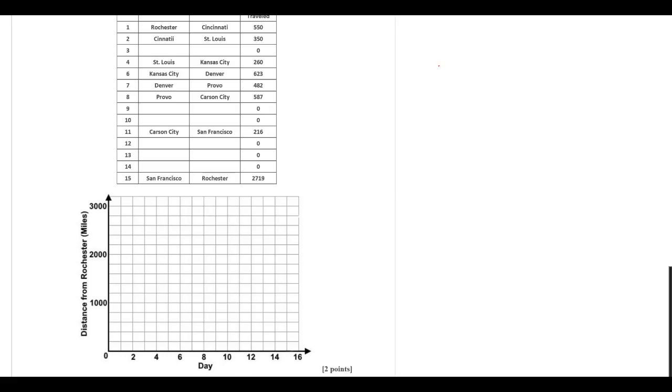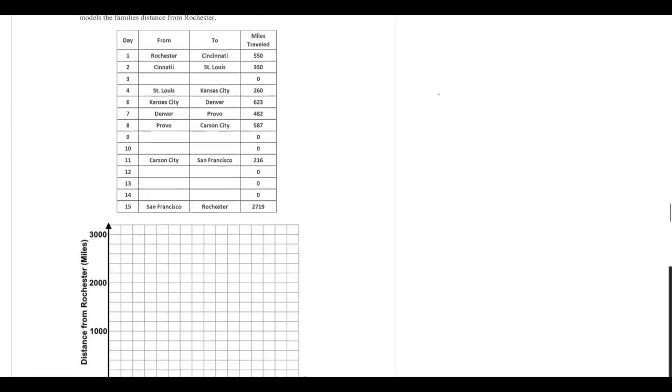And we'll notice on day 1, the family drove from Rochester to Cincinnati. The middle column right here is more for information purposes. The location or the destination really doesn't matter, nor does this column right here. The only 2 columns that really matter are the days, which we're going to put along the x-axis, and the miles traveled, which we're going to put along the y-axis.